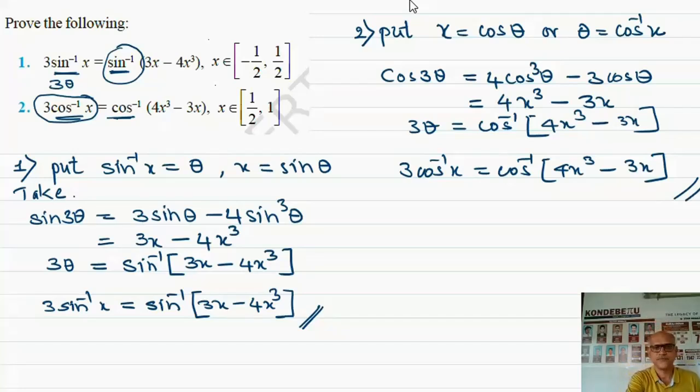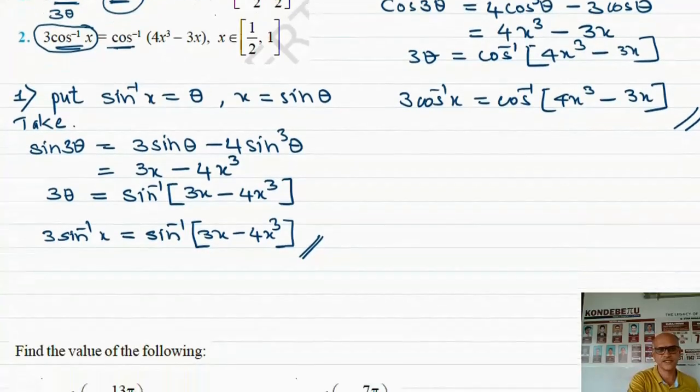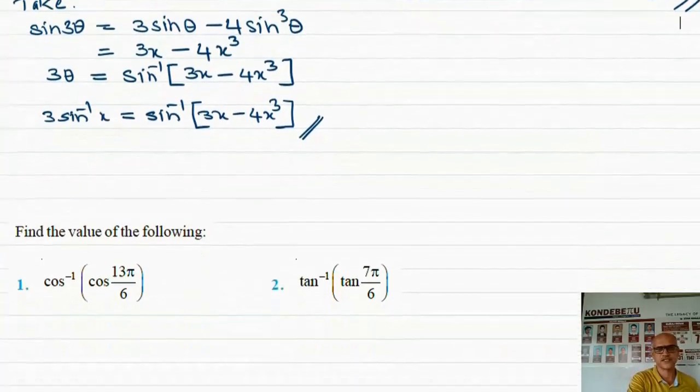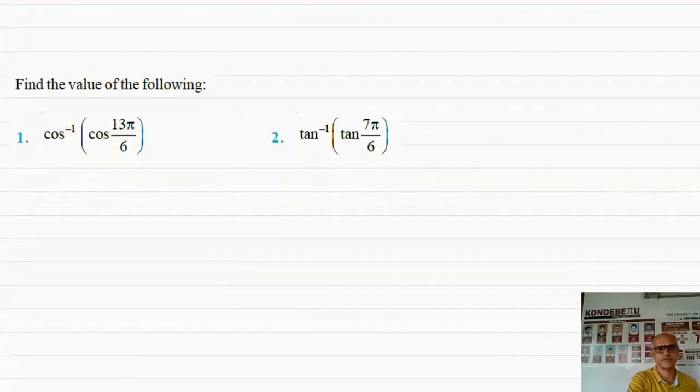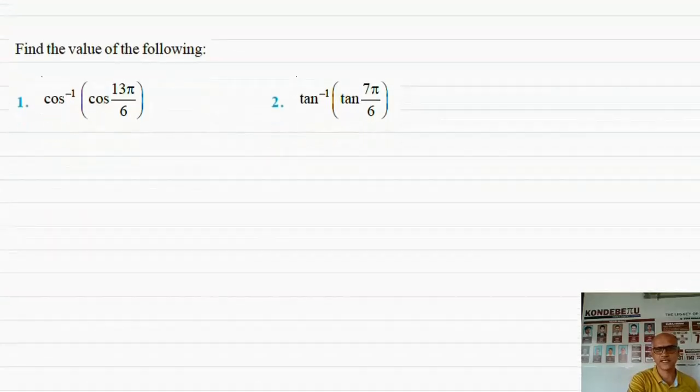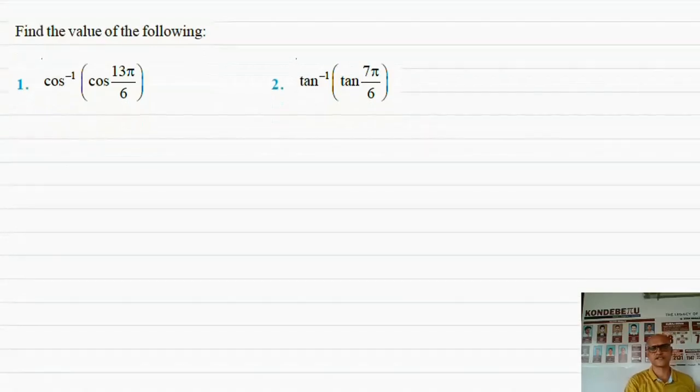Clear? So it is simple. So you can solve this easily. Once you come to know, you can solve easily. Let us see the next. These are based on simple basics. That is, if the principal value is there, directly you can cancel. If it is not the principal value, you cannot cancel.